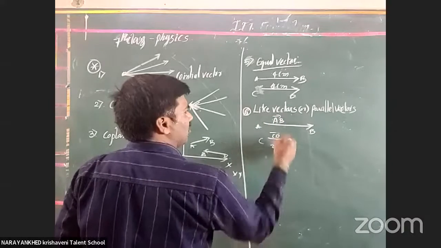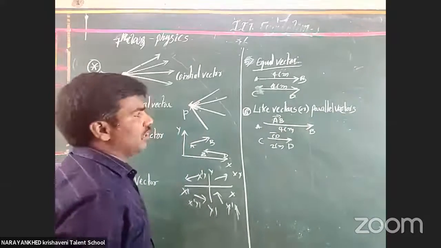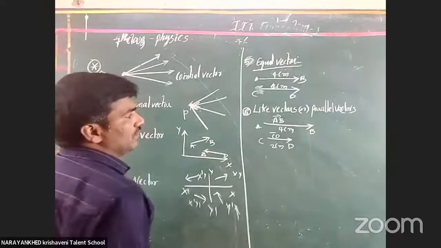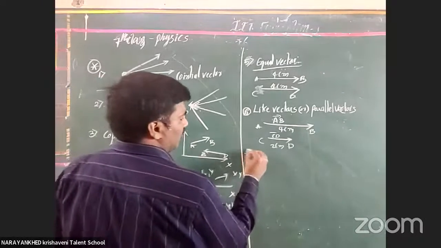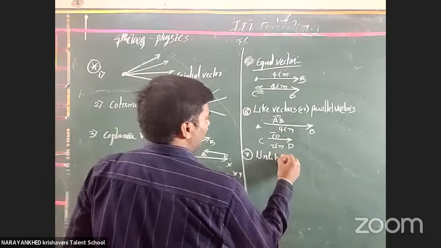Then it is 2 centimeters only, it is 4 centimeters. Whatever may be the magnitude, the direction is the same. And the other one is parallel with another one; it is called like vectors. The seventh one is unlike vectors.